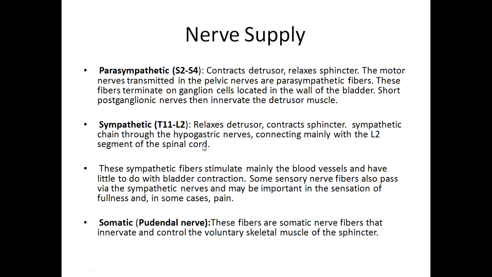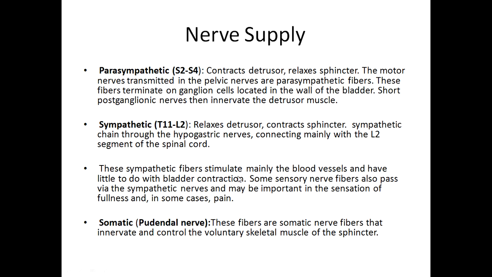The sympathetic chain goes through the hypogastric nerves, connecting mainly with the L2 segment of the spinal cord. Okay, this is from thoracic to lumbar, and parasympathetic is from the sacral plexus S2 to S4. This one you have to remember. Understand? Sympathetic will contract the sphincter and relax the detrusor, whereas parasympathetic will relax the sphincter and contract the detrusor.